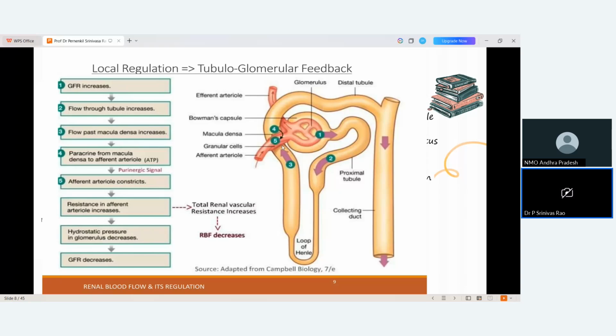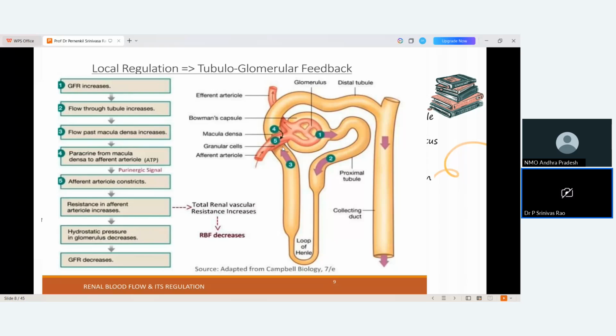So in the beginning, what happened? There is an increase in the filtration. When there is an increase in the filtration, there is an increase in the flow in the glomerulus and from there into the tubes. And from there, it comes to the juxtaglomerular apparatus, where the macula densa senses this increased flow and will produce substances which cause the constriction of the afferent arteriole. When the afferent arteriole is constricted, the flow will reduce. So when the blood flow reduces, there is a decrease in the GFR.